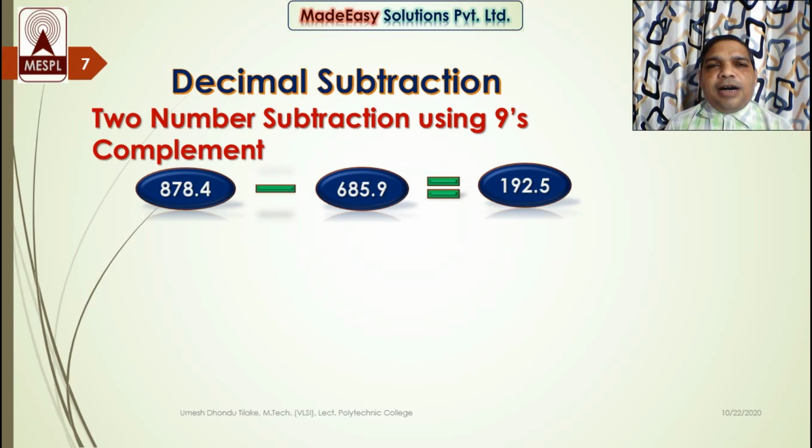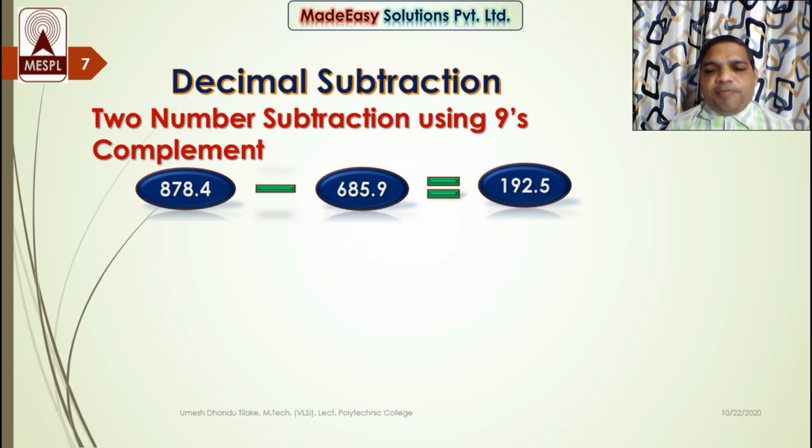Now here I have considered the same numbers. The only difference is that I have put a decimal point over here, so that the number is converted into a fractional number. Two things will be cleared over here. Here my subtractor is larger than subtrahend, and also decimal subtraction of fractional numbers using 9's complement will be cleared. So here my subtrahend is 685.9. So here I must get the result 192.5.